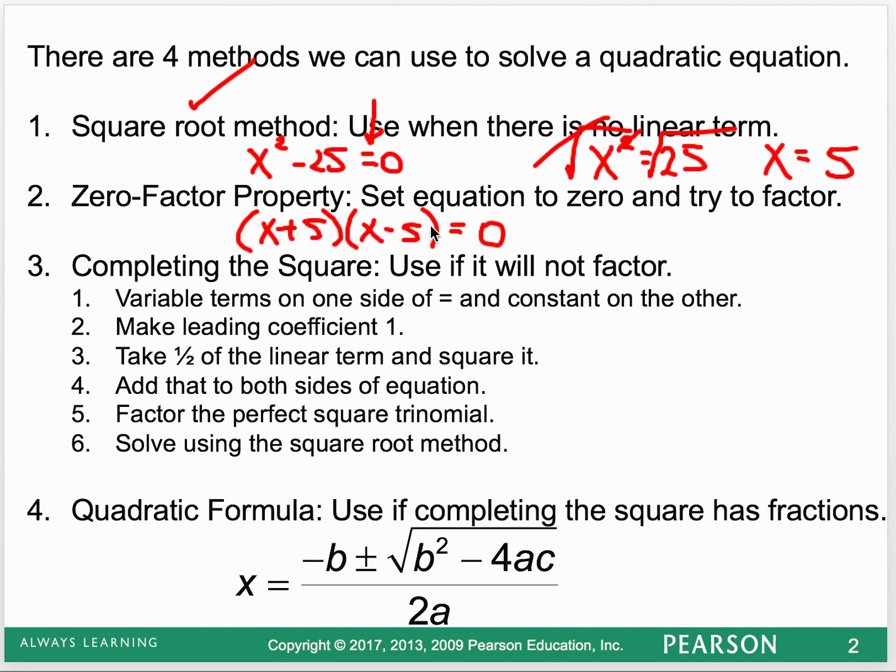So if I factor this, the zero factor property tells me if you have 2 things multiplied together that equals 0, the only way that can happen is if one of these things is 0. So either x plus 5 is 0 or x minus 5 is 0. Notice that gives me 2 linear equations, which we can easily solve.